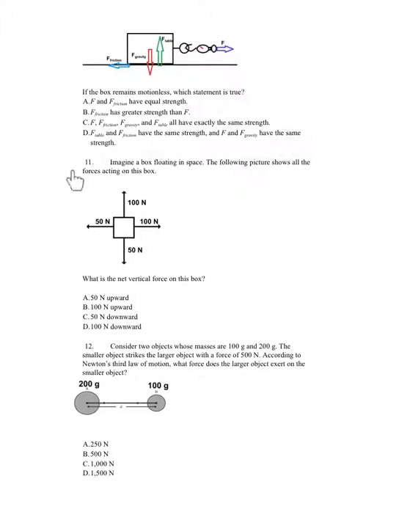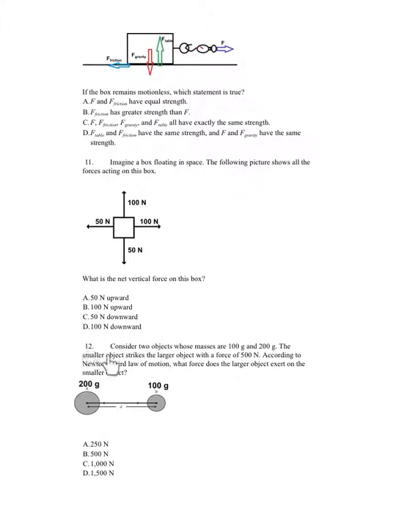Number 11. Imagine a box floating in space. The following picture shows all the forces acting on this box. What is the net vertical force on this box? A, 50 newtons upwards, B, 100 newtons upwards, C, 50 newtons downwards, D, 100 newtons downwards.